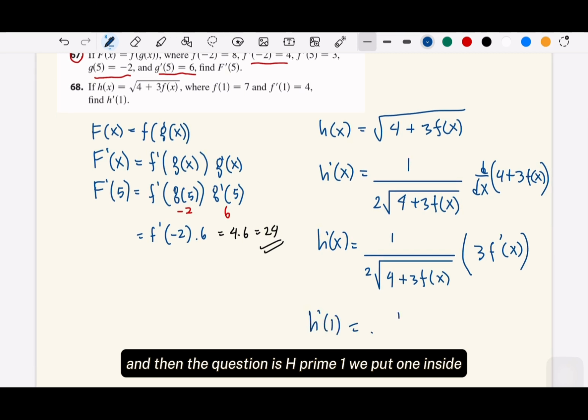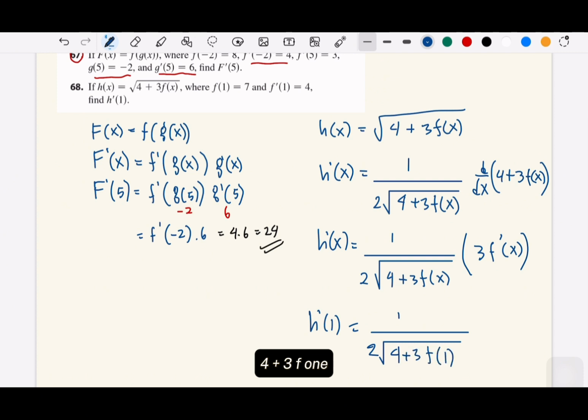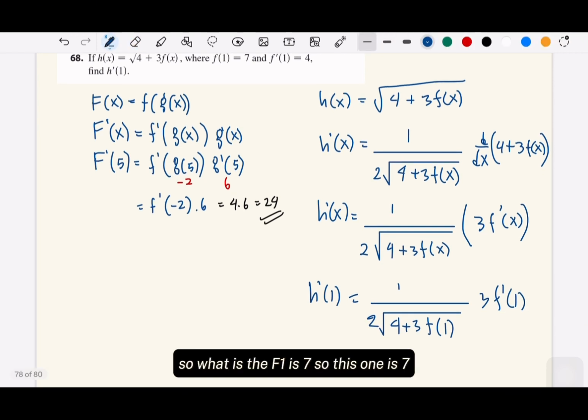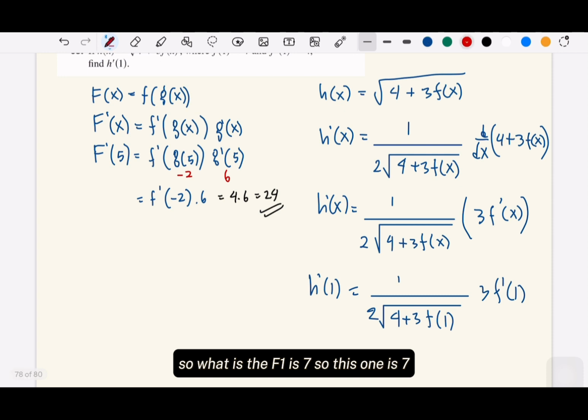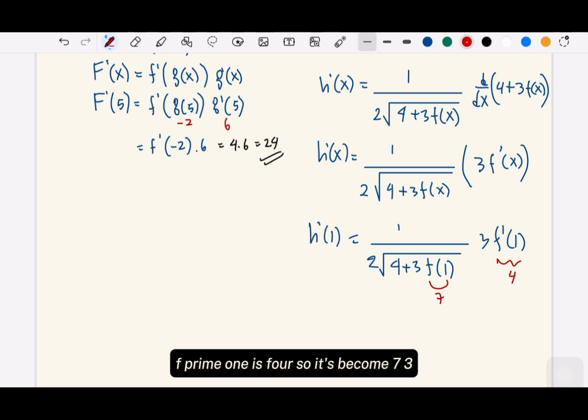We put 1 inside. This 2 is outside here. So 2, 4 plus 3 f of 1, 3 f prime of 1. So what is f of 1? It is 7. And f prime of 1 is 4. So it becomes 3 times 7 is 21, plus 4 is 25, which is 5. 2 times 5 is 10. So 1 over 10, times 3 times 4 is 12. So it's 6 over 5. Done.